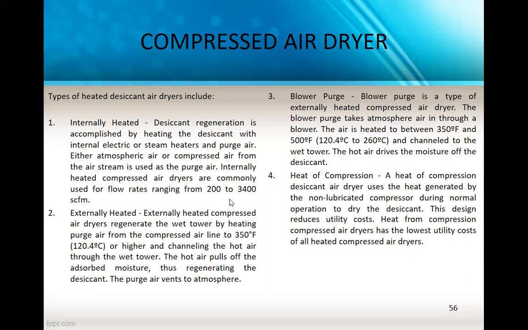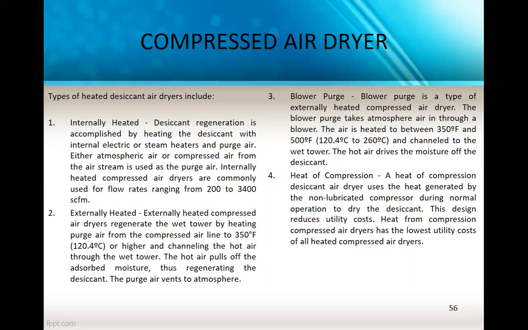Merong internally heated. Desiccant regeneration is accomplished by heating the desiccant with internal electric or steam heaters and purge air. Either atmospheric air or compressed air from the air stream is used as the purge air. Internally heated compressed air dryers are commonly used for flows ranging from 200 to 2,400 SCFM.